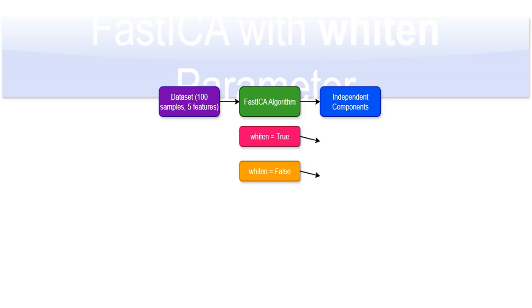I'm using the FastICA algorithm, and the "whiten" parameter is key. It controls whether data is preprocessed to have a mean of 0 and a standard deviation of 1 before the algorithm starts. Think of it like preparing ingredients before cooking. Some recipes call for specific prep work, others don't.